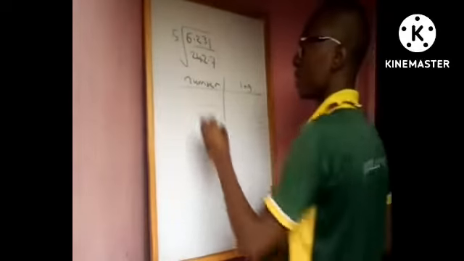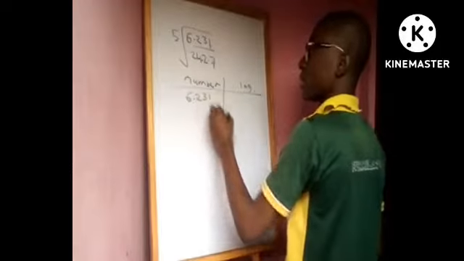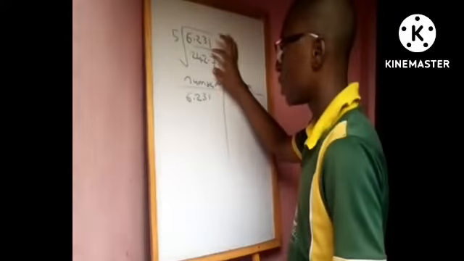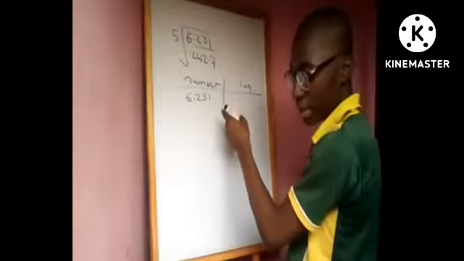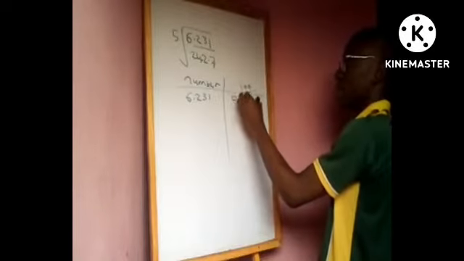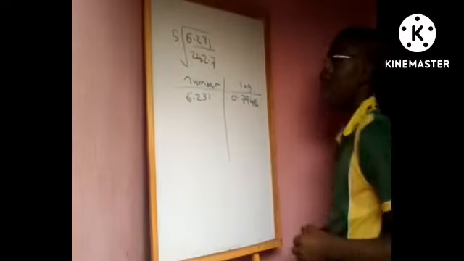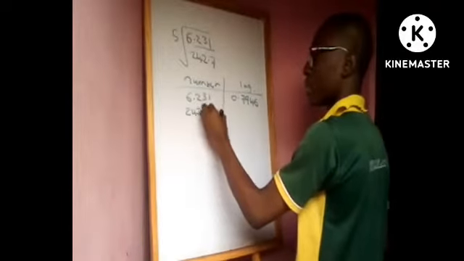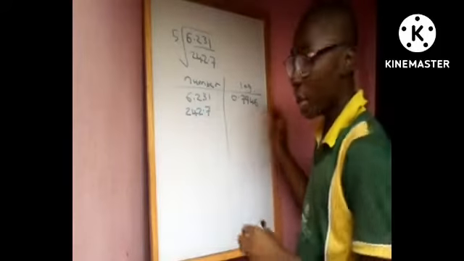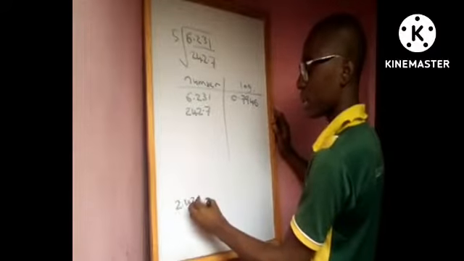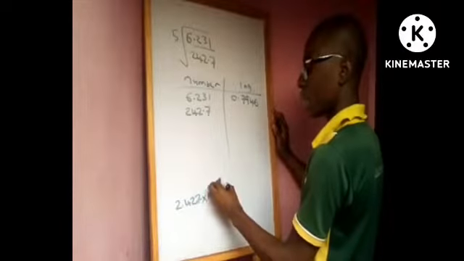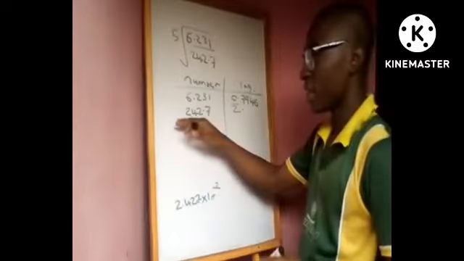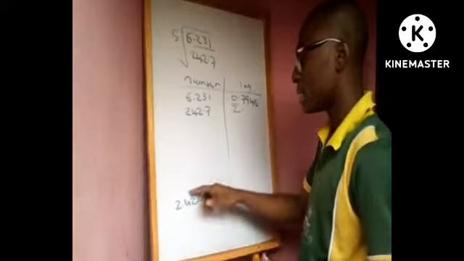So the first number we have is 6.231. We are going to look for the logarithm of 6.231, and then the logarithm of 242.7. 6.231 has a logarithm of 0.7946. Next we have 242.7. If we express 242.7, that will be 2.427 times 10 raised to the power 2. That power of 10 will be our characteristic, so that's 2.